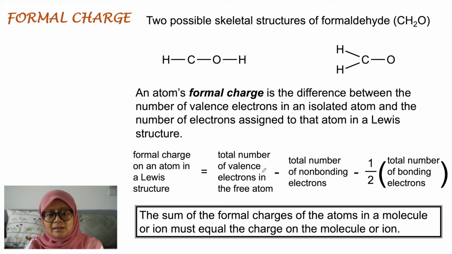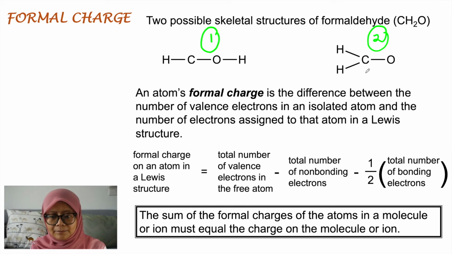So this is the formula for the formal charge. The sum of the formal charges of the atoms in a molecule or ion must equal the charge of the molecule or ion. In this example, we have 2 possible skeletal structures of formaldehyde. This is the first one, where carbon and oxygen are at the center of the structure, and then we have this second skeletal structure where carbon is the center atom.